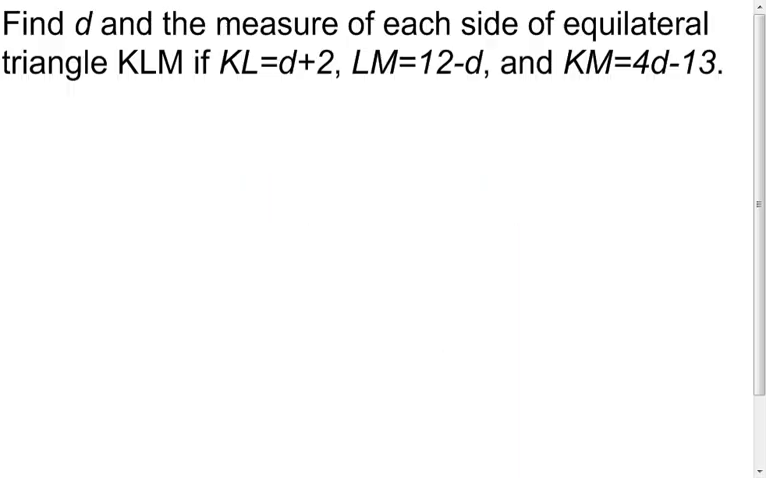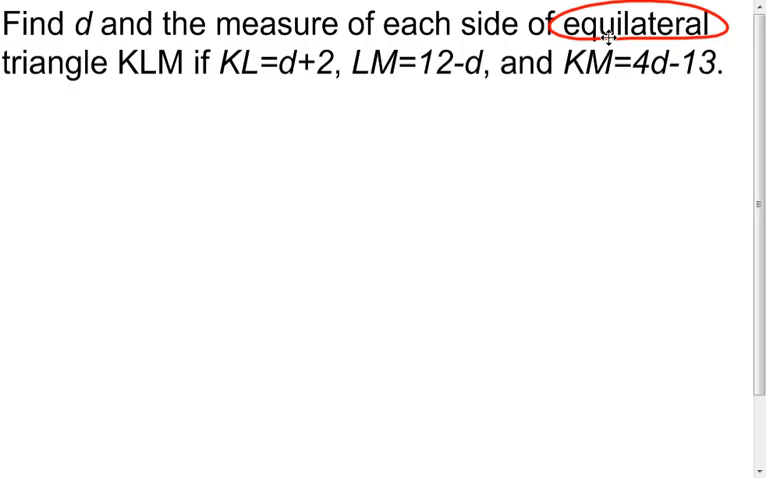Now I'm going to look at a couple examples based off the different kinds of triangles. This first one, notice we want to find the value of D and the measure of each side. Notice this says we have an equilateral triangle, and then it gives us the length of all three sides.